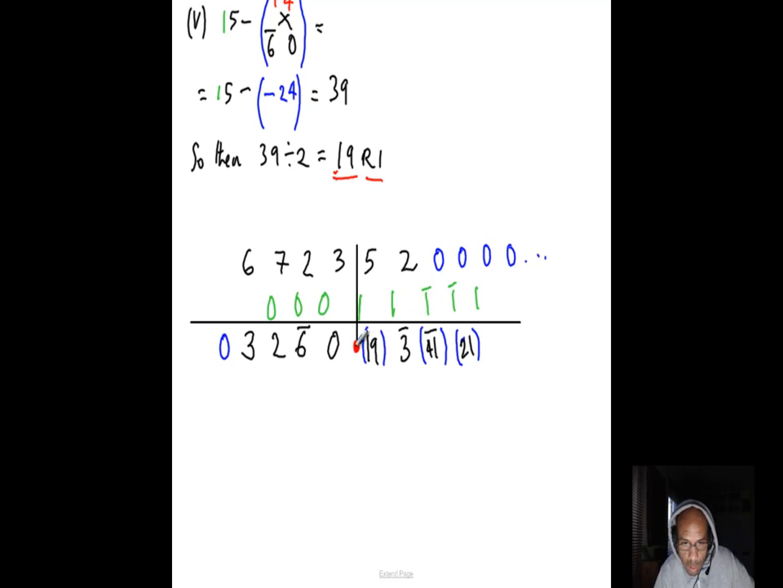Or should I say there's a decimal point there. Then you've got 19 in the 10th position. You've got bar 3 in the 100th position. You've got a bar 41 in the 1000th position. And you've got a 21 in the 10,000th position. So we're going to work from right to left.